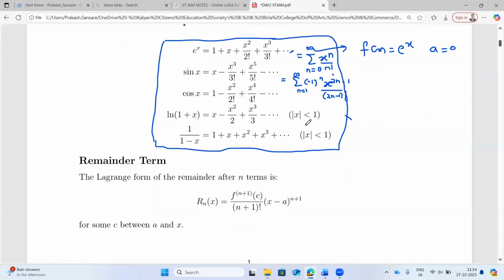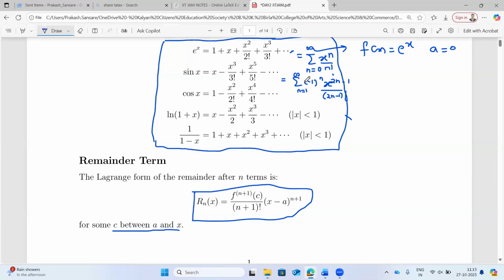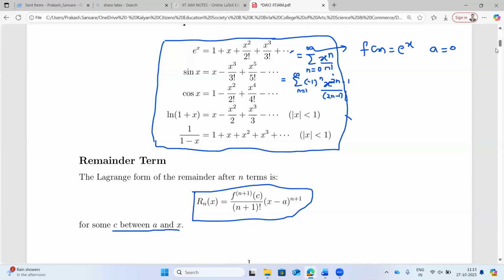Okay, so what is the remainder term in this? The remainder term is denoted by R n of x, and it has the form f n plus 1 derivative evaluated at c upon n plus 1 factorial, times x minus a power n plus 1, where c lies between a and x. So maybe you can screenshot this. In upcoming problems, I'll be using these formulas.